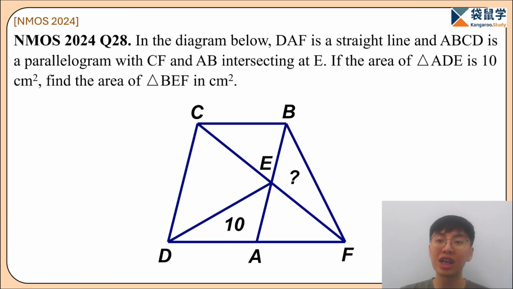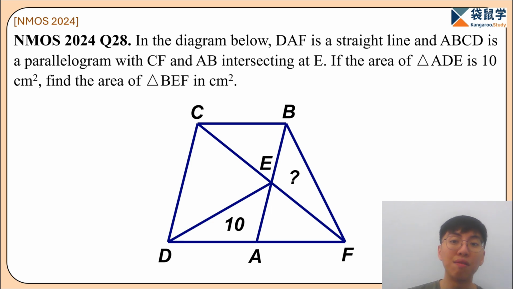So for our question it says, in the diagram below, DAF is a straight line, and ABCD is a parallelogram with CF and AB intersecting at point E. The question tells us the area of triangle ADE is 10 cm squared, and we are asked to find the area of triangle BEF in cm squared. So let's look at the question first.